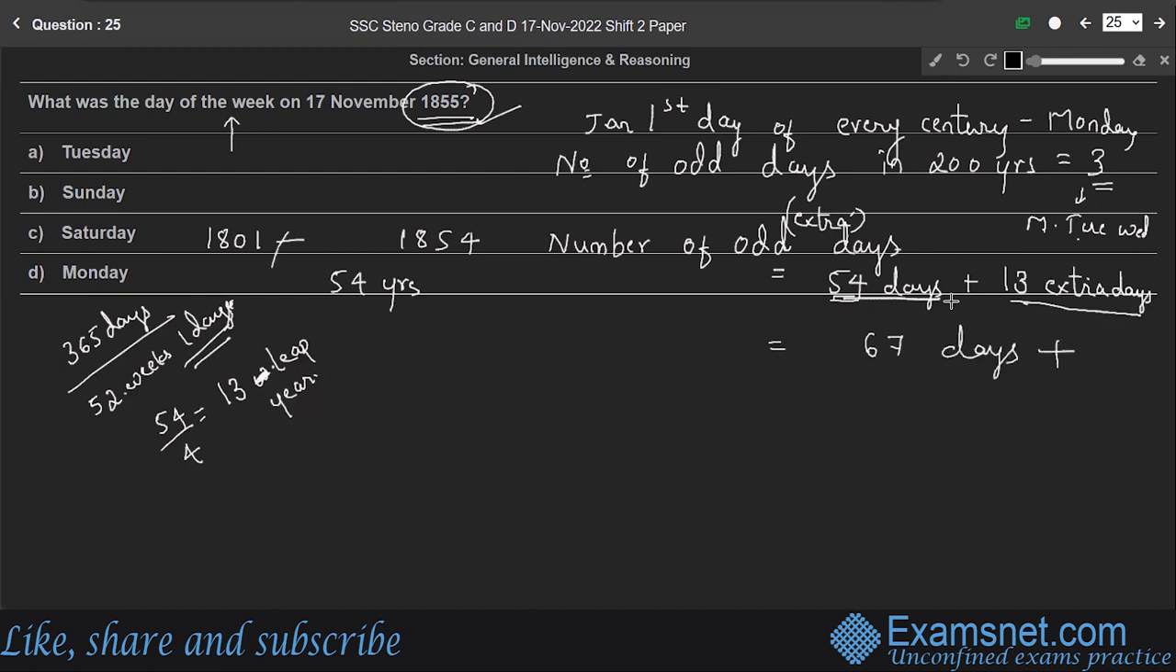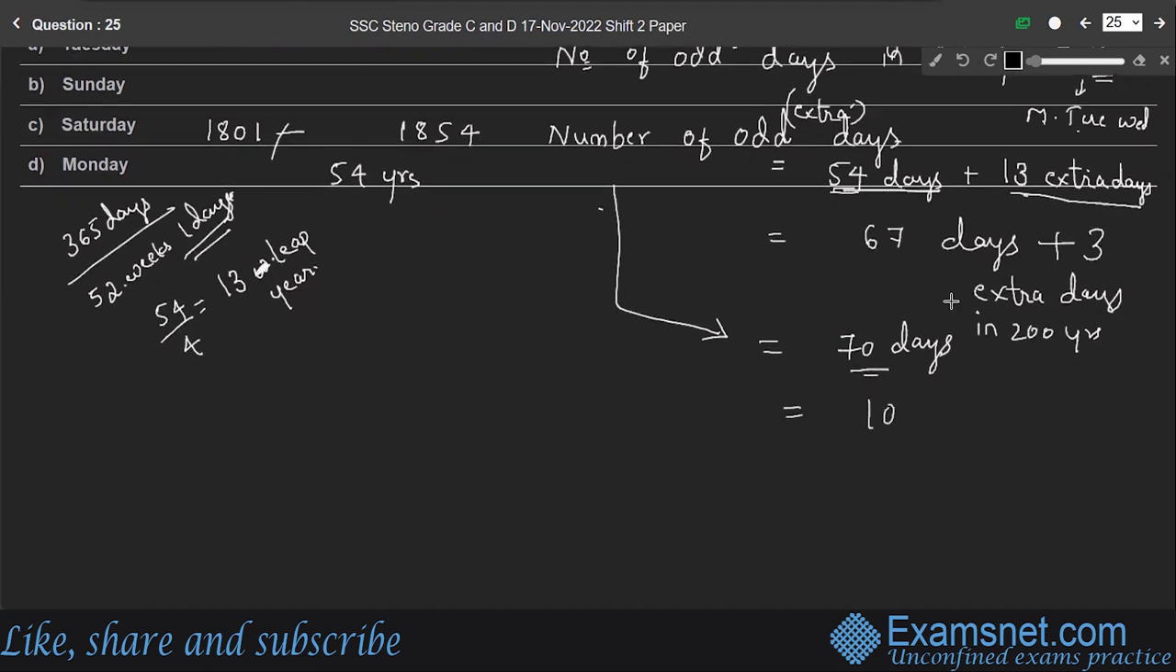Plus, in every 200 years, we'll have three extra days in 200 years. Therefore, together it is 70 days. So, the number of odd days or extra days from 1801 to 1854 is equal to 70, right? 70 days complete 10 weeks, right? So, there is no extra day, right? So, by the end of 1854, that means December 31st is on Sunday, because 70 days complete 10 complete weeks. There is no extra day, therefore it completes 10 weeks, right?